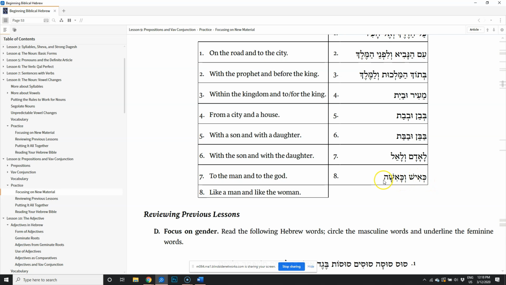Ve Ka'isha. Ve, just your normal ve, but now we have Ka'isha. So it's not just like a man and like a woman. Ka'isha has this kametz here, which is a lengthened patach because the aleph couldn't take the dagesh of the article, but we have the article. So, like a man and like the woman.